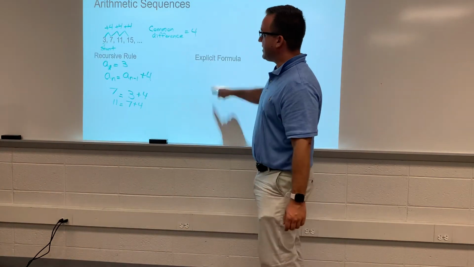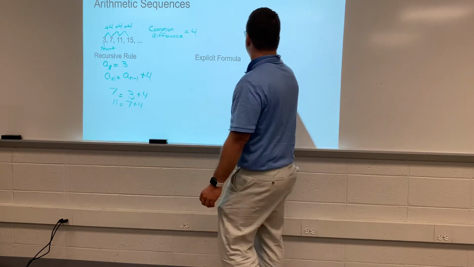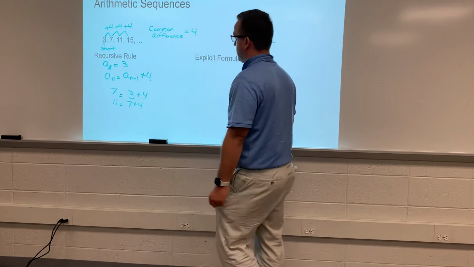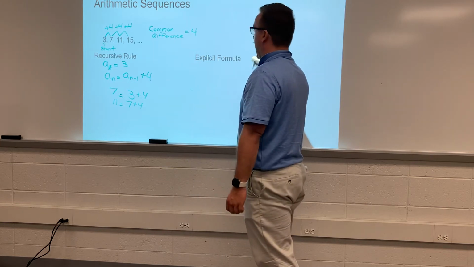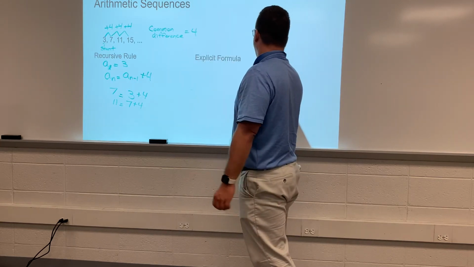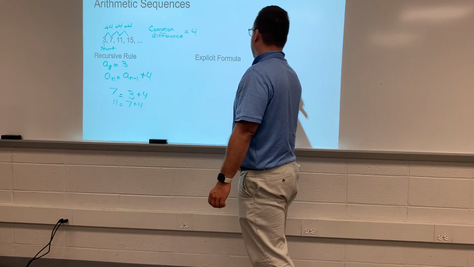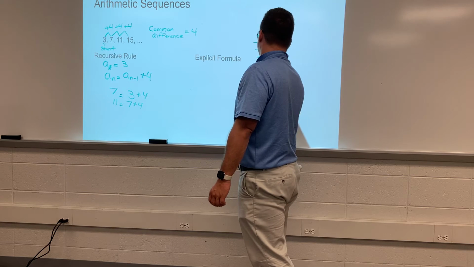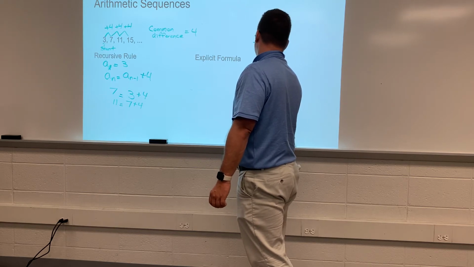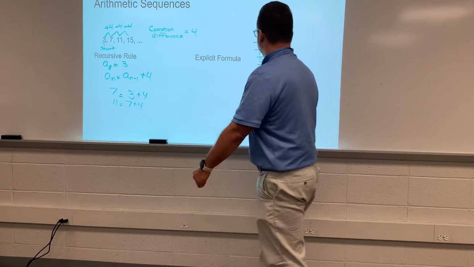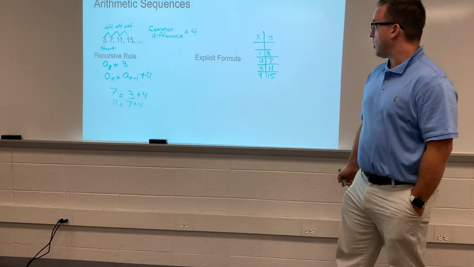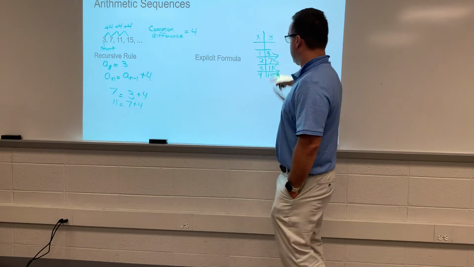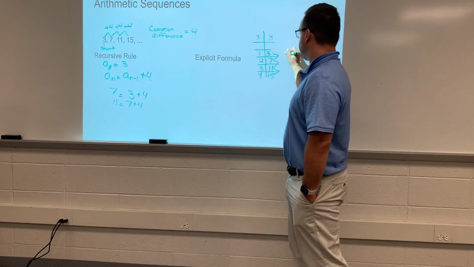You also have the explicit formula. So if I'm looking at a table, and if I made an XY table, we would say, well, when X is 1, Y is 3. When X is 2, Y is 7. And then 3 and 11 and 4 and 15. So if I look here, I can see the rate of change is 4.